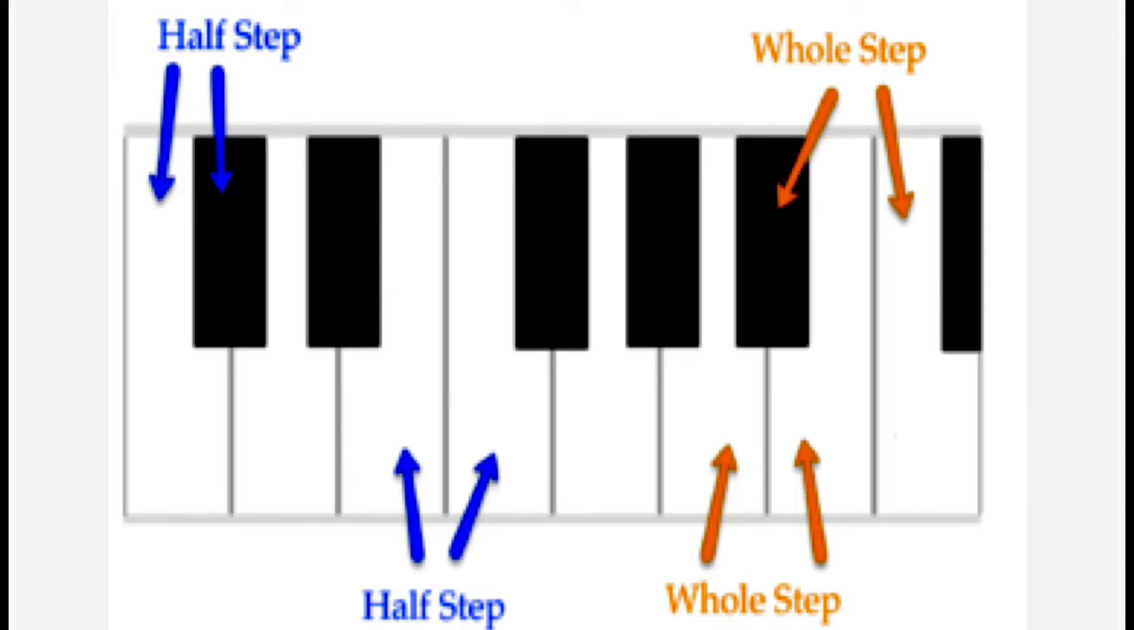A half step or semitone is the smallest interval in Western music. So on a keyboard, it would be moving one piano key to the left or right. A whole step or whole tone is a slightly larger interval. You would move two piano keys to the left or to the right. So if you notice in the whole step example, there is always a key, whether black or white, in between.